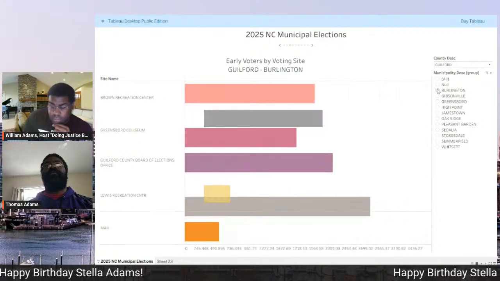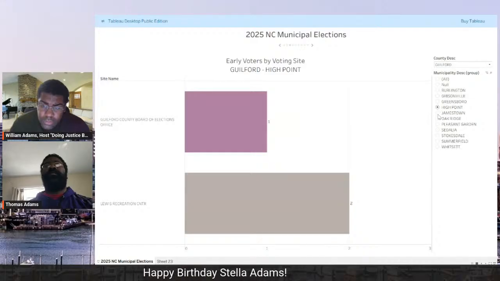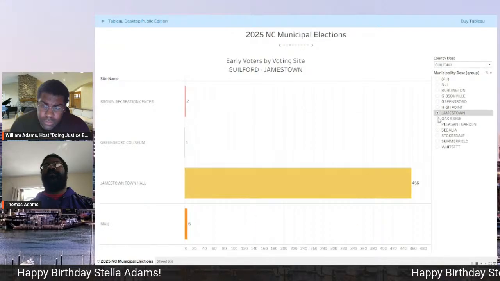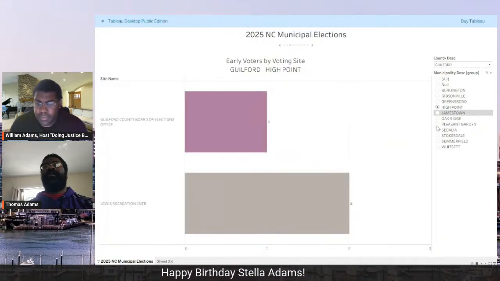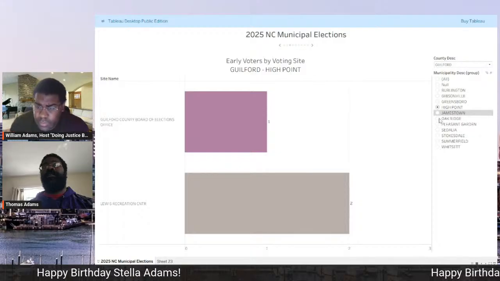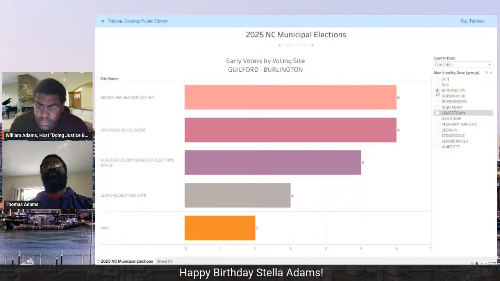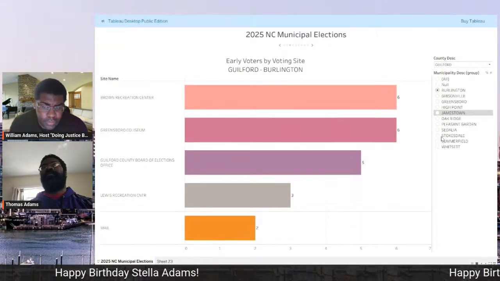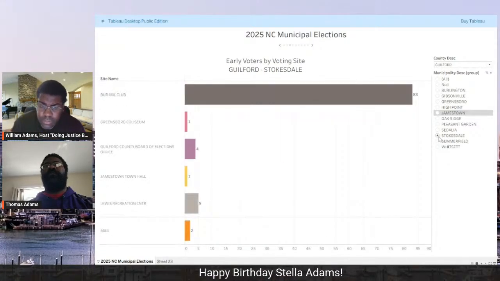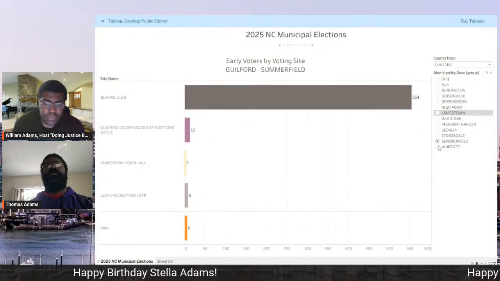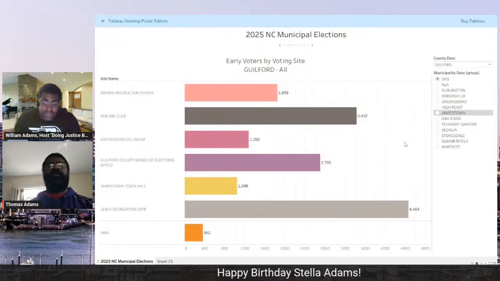I think that most of the people were from Greensboro. I don't know if High Point had their election this cycle, I think they did not. Burlington, of course, is mostly in Alamance County, so only a few people would vote, and these other smaller towns, of course, only a few people would vote. But you do see that there are people voting in the various areas.